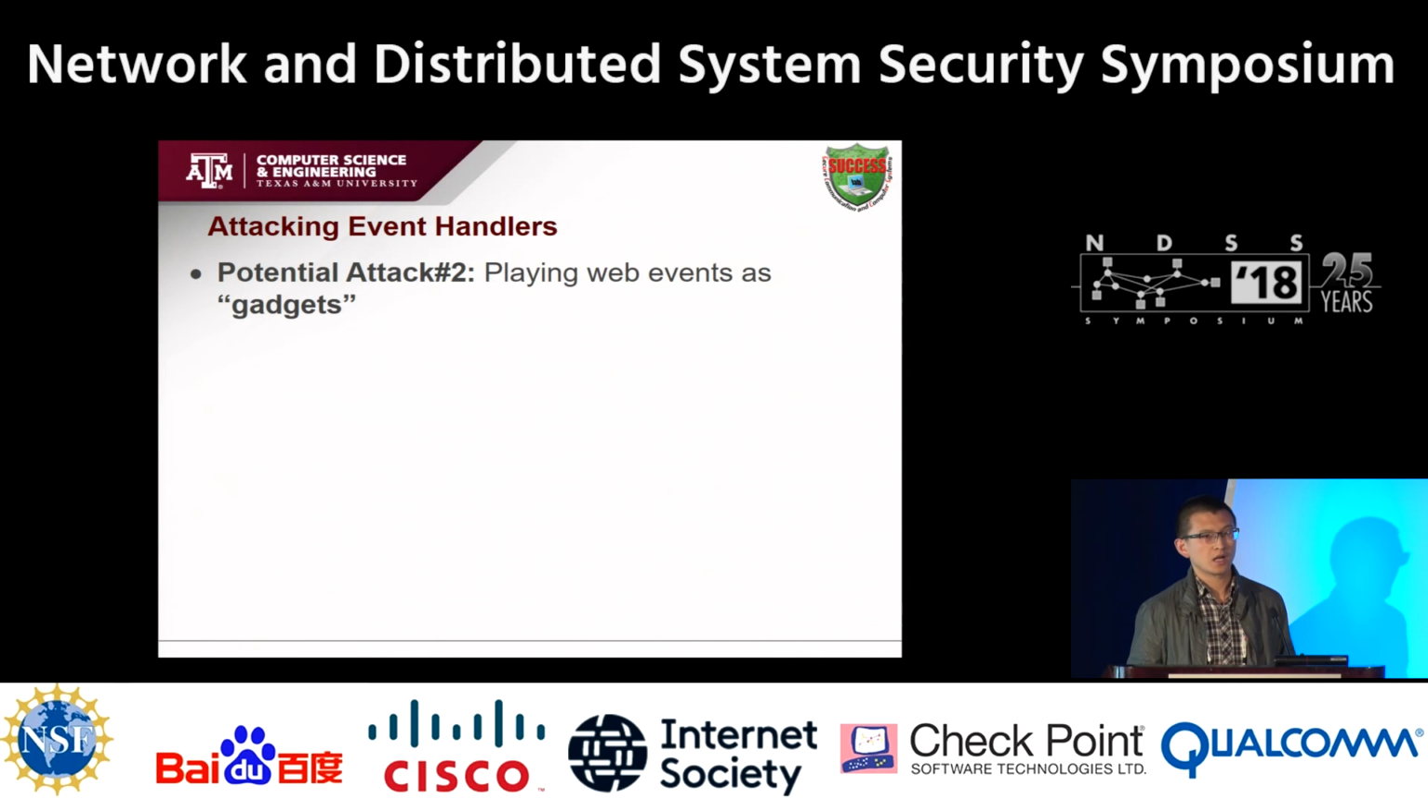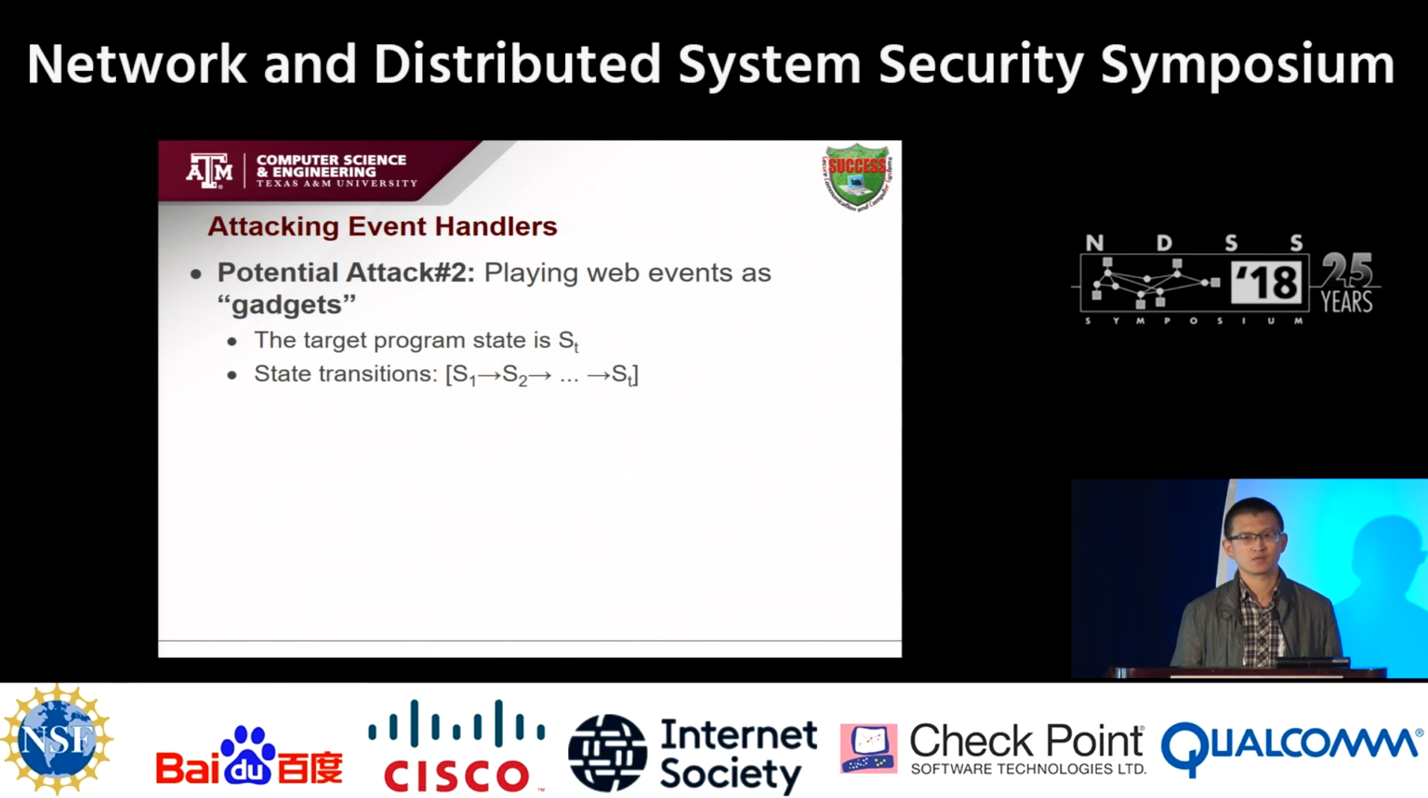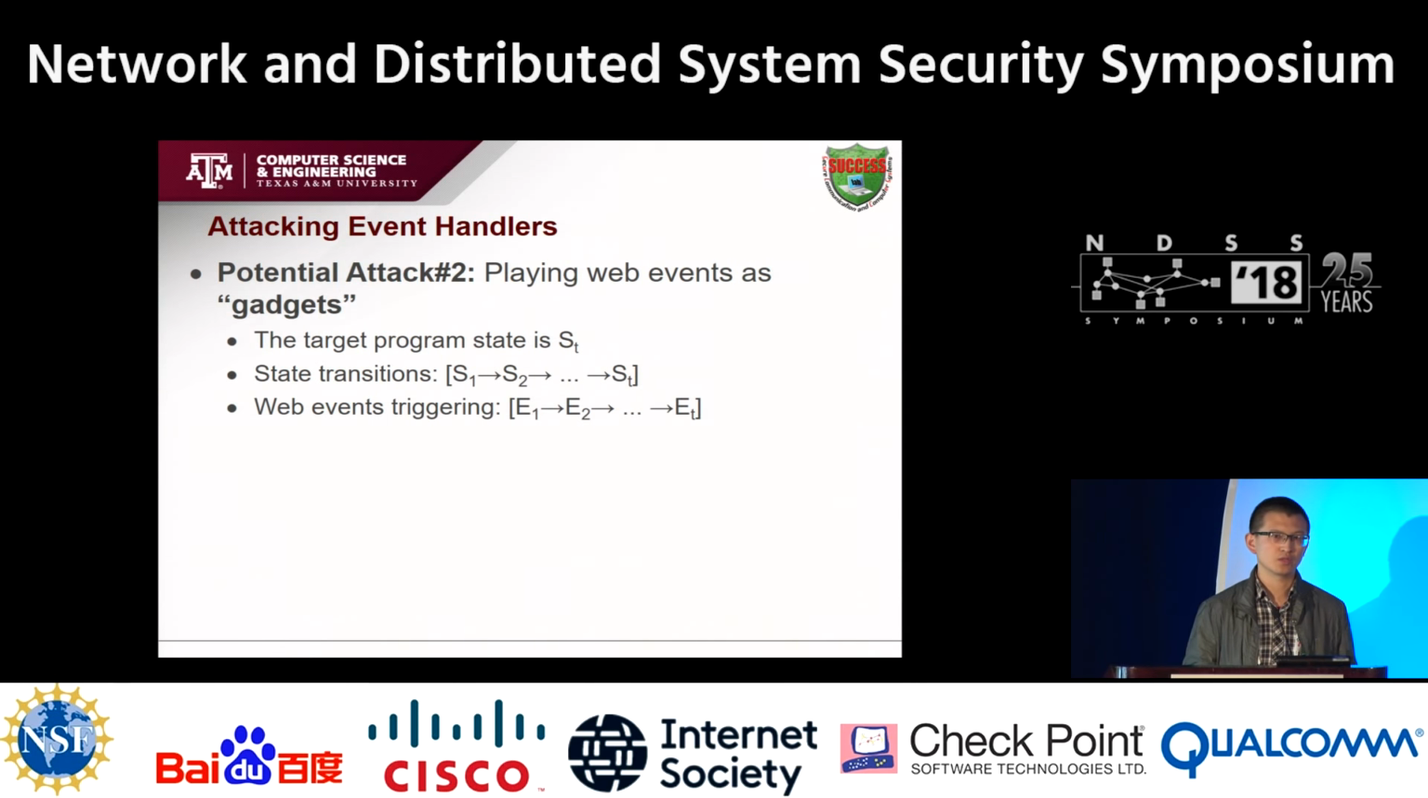The attacker can play web events as gadgets, similar to return-oriented programming. We assume the target program state is ST, and it can be achieved through state transitions from S1, S2, and to ST. This can be triggered by calling a sequence of web events, from E1 to E2 to ET. In this way, attackers can stack several events together, change the program state, and finally access the functionality they want.